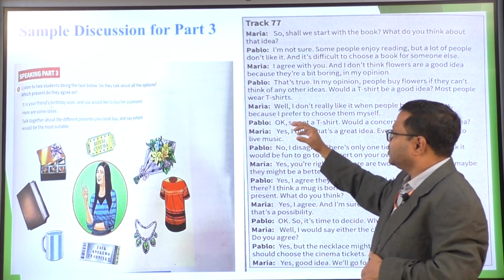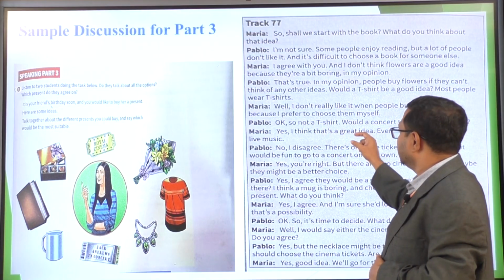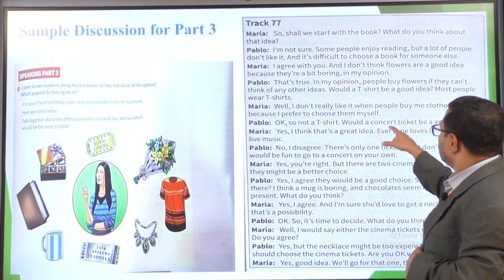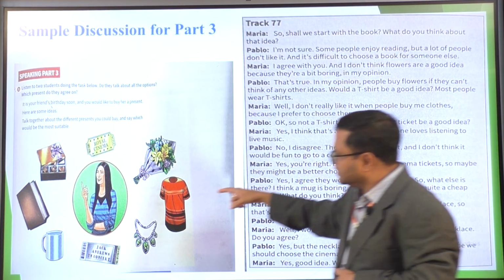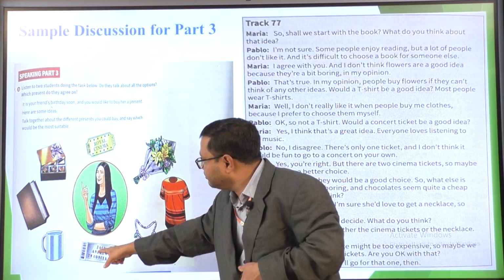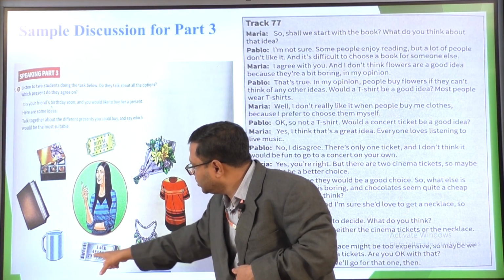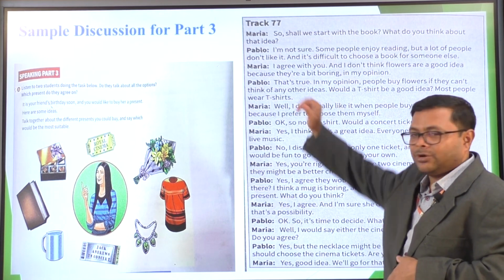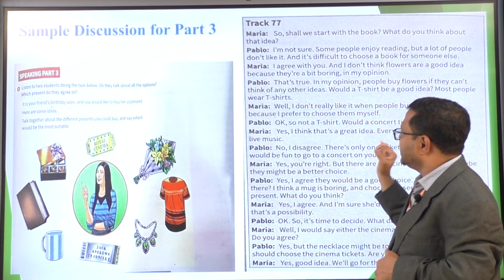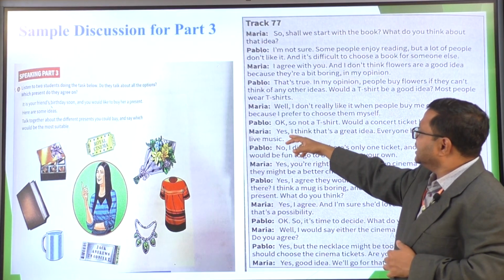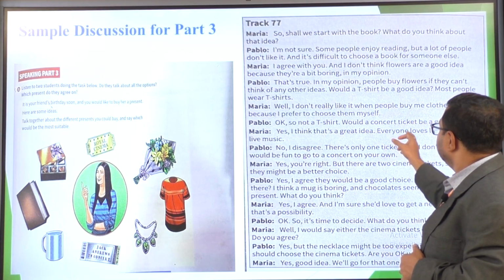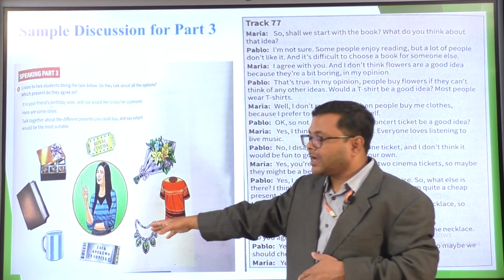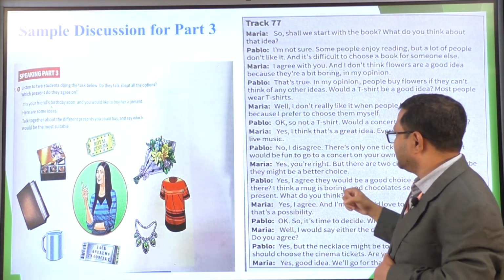Pablo understands and says, okay, so not a T-shirt. He repeats that. Then, would a concert ticket be a good idea? Which one? This one, Jack Andrew in concert. Jack Andrew is coming. This is a very special person, therefore it would be a very nice idea. Then Maria says, yes, I think that is a great idea. Everyone loves listening to live music, especially Jack Andrew, who is her favorite.